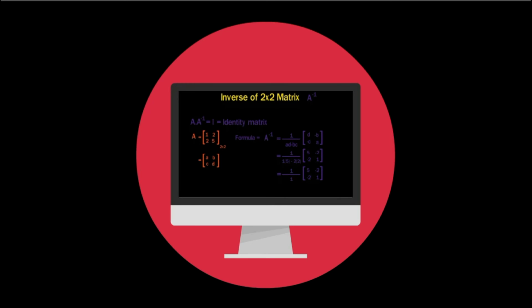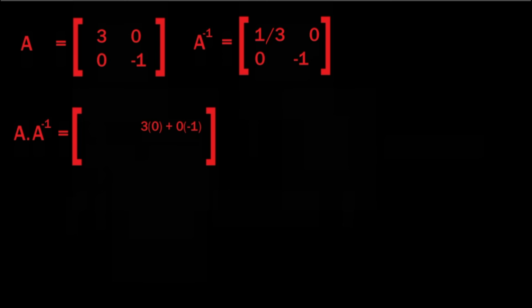So let's check whether or not this works. Let's say we have matrix A with 3 and negative 1 on the diagonal, and the inverse has 1 over 3, and 1 over negative 1, which is negative 1. Let's multiply A with A inverse. The first row multiplied with the first column: 3 multiplied by 1 over 3 plus 0 multiplied by 0, so it's 1.